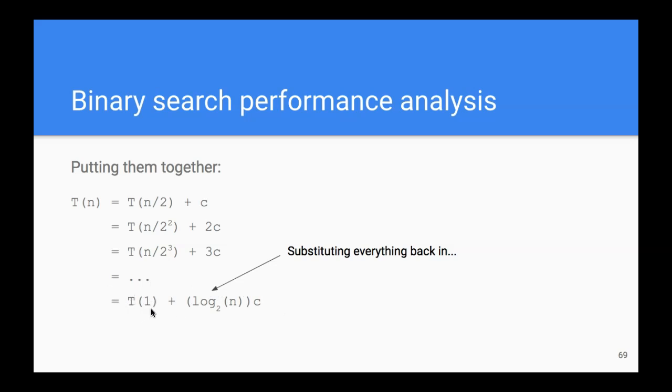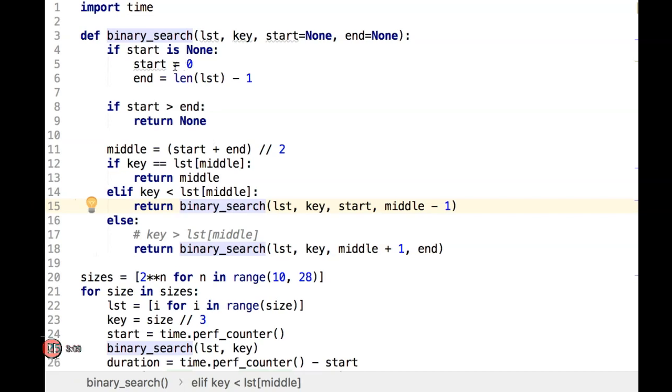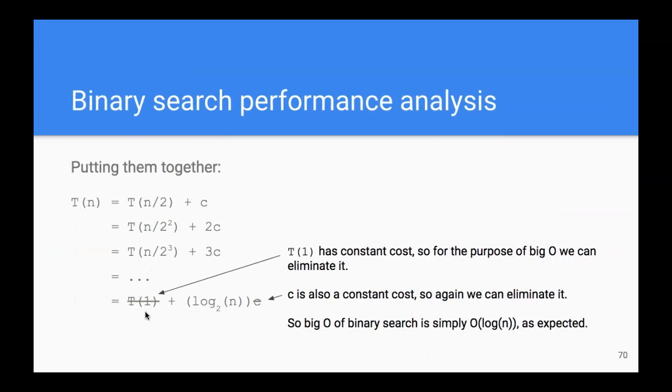Now T of 1, we know how long that's going to take. If the list is empty, it's not going to do any more recursive call, right? So there's no more repetition when we reach the escape or the terminating case. So T of 1, that is some sort of constant. And like we said before, we're not concerned with constants in big O. So we can eliminate this term.